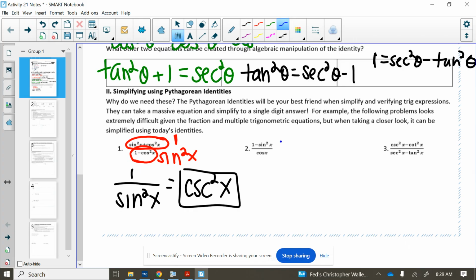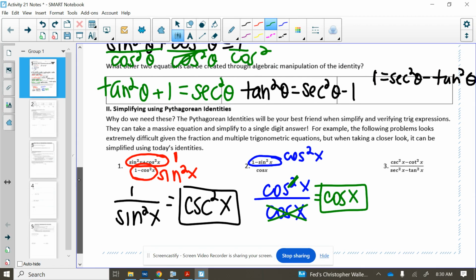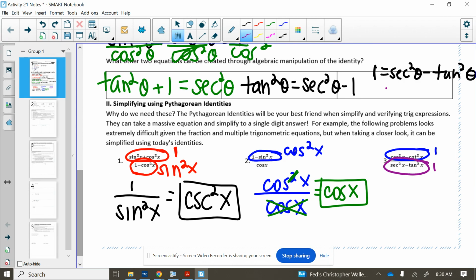Or in the next example, 1 minus sine squared from up above is cosine squared. So then we would have cosine squared over cosine. One of the cosines in the top can cancel with the cosine in the bottom, and this would just simplify to be 1 over cosine x. And then from up above, we have cosecant squared minus cotangent squared. We know that equals 1. And then we also have that secant squared minus tangent squared equals 1. And then 1 divided by 1 simplifies to 1.